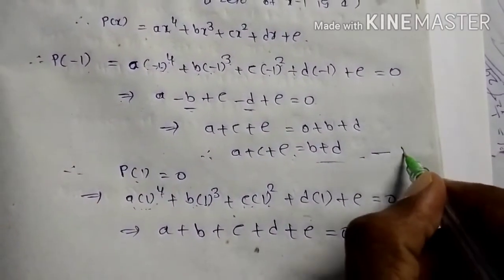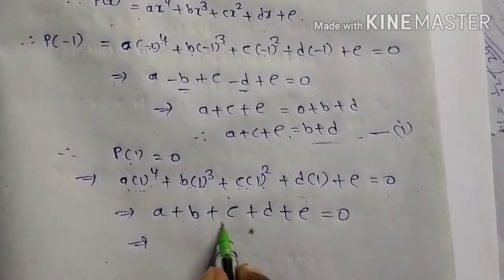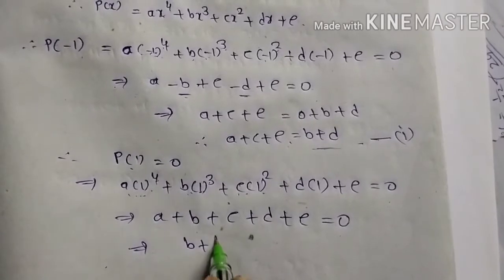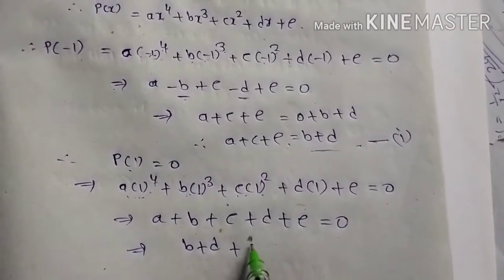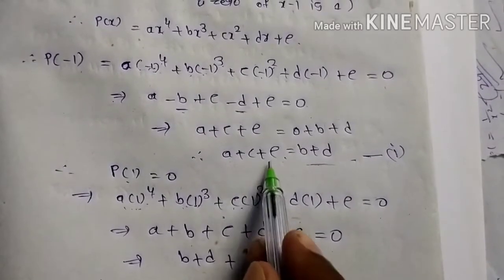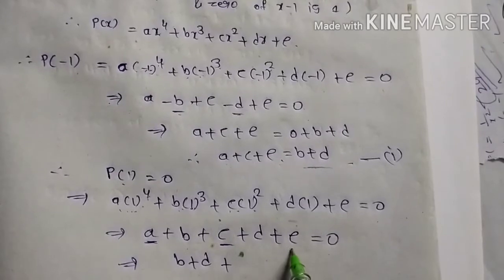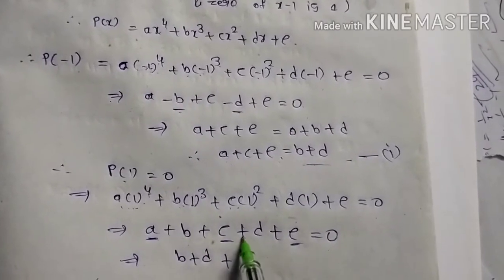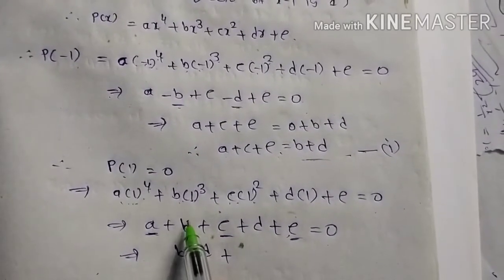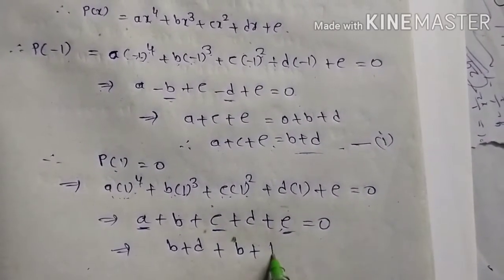That means you can consider this as equation 1. See here, I am writing here a plus b plus c is equal to b plus d. I am writing here b plus d plus, you can consider, a plus c plus e. Already a plus c plus e went. That means you can remember here b plus d, you can write the other remaining terms. That means here b plus d is equal to 0.